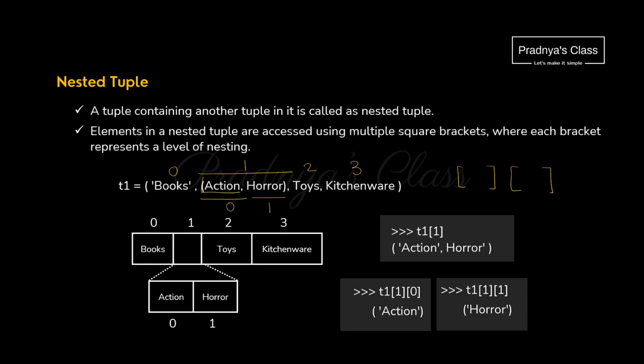Now let's suppose we want to access this element. So in the first bracket we will write the first level, that is nothing but 1. And in the next bracket we will write the second level of nesting. It is at index 0. So with this we will get action. To get horror we will be writing 1, 1. If you write only one level of nesting, you will get a complete nested tuple. So that is how we access the nested tuple. Nesting can be done up to any level.